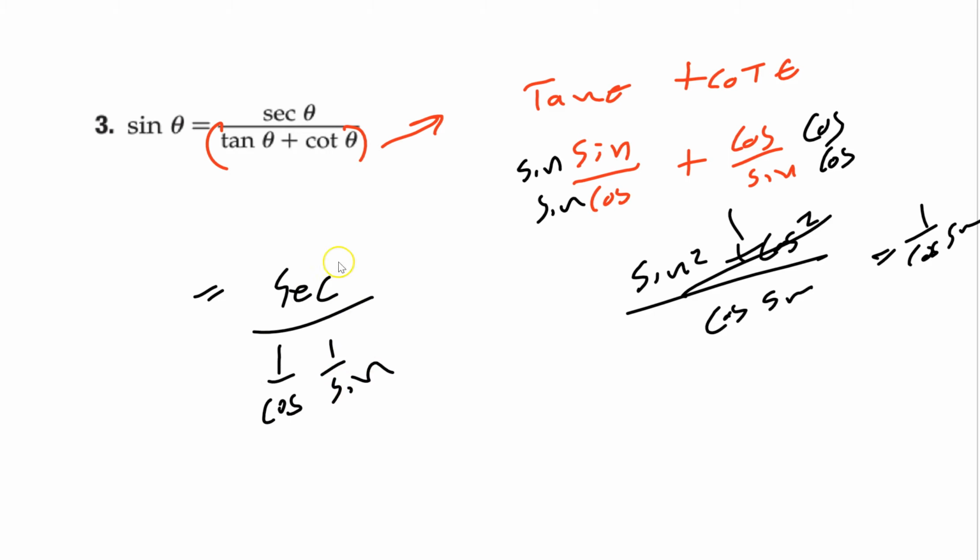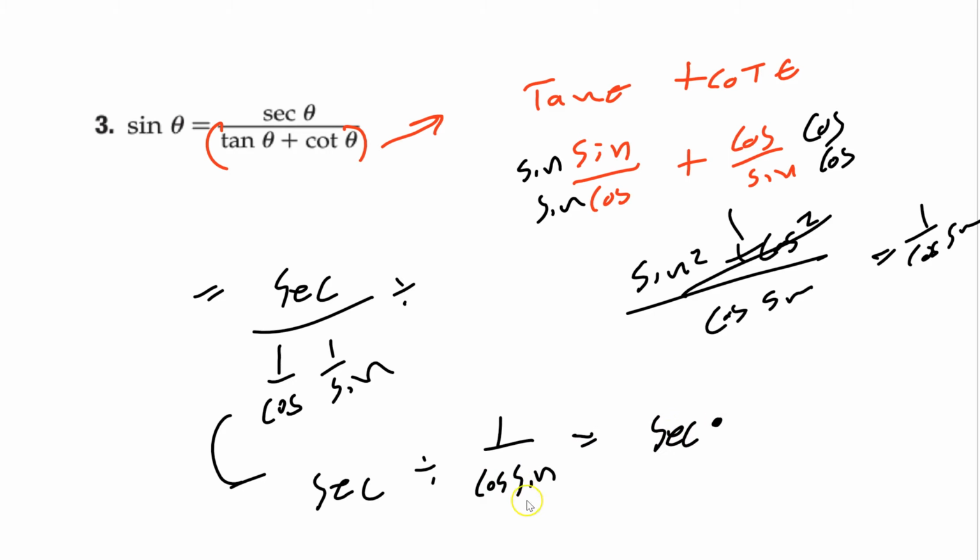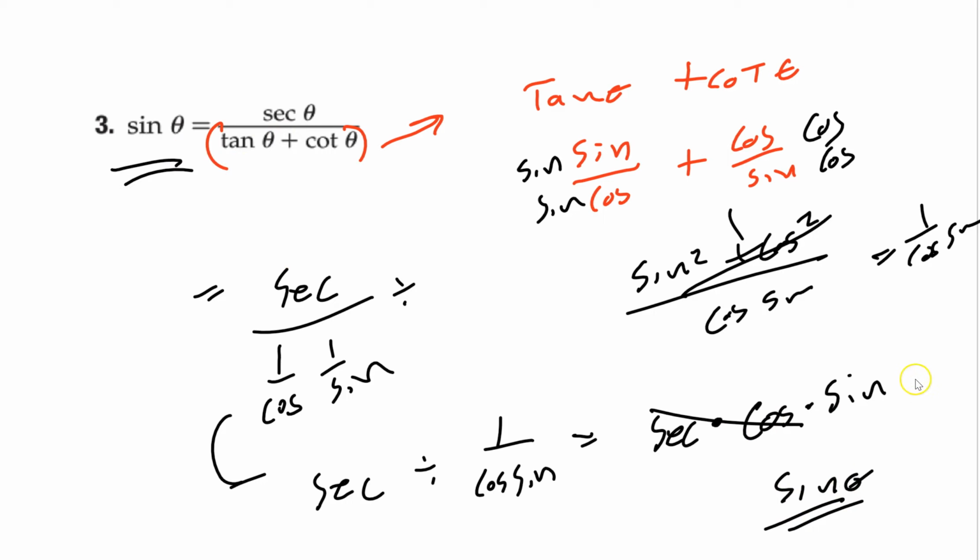Right, so now it's just an algebra problem. Remember, this is secant divided by these things, so I'm going to rewrite it. So secant divided by 1 over cosine sine. When you divide, you multiply by the reciprocal, so this is going to be secant times the reciprocal of that. So just flip it up: cosine times sine. And what happens here is secant and cosine are reciprocal functions, so they cancel, and you just get sine, which is what you wanted. I get lazy and forget the theta.